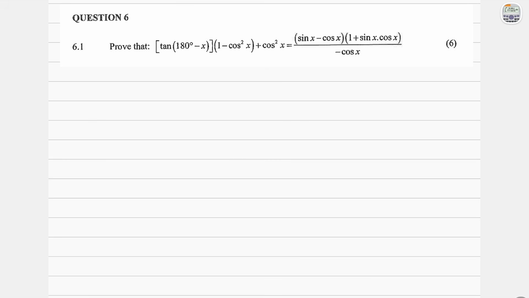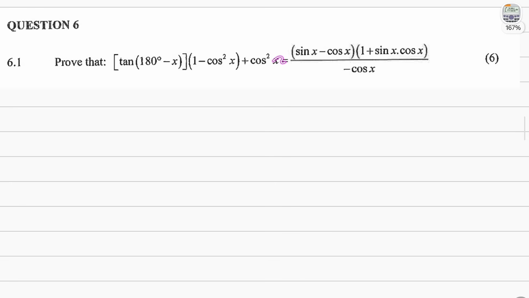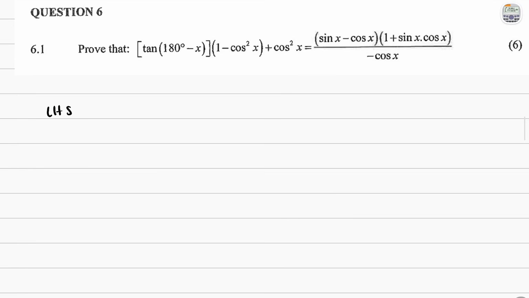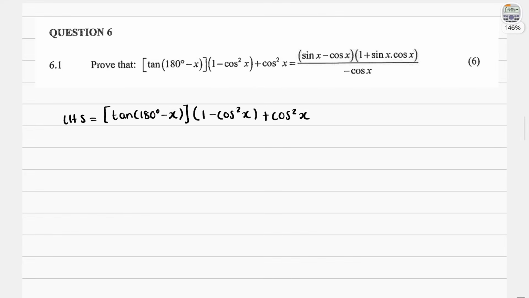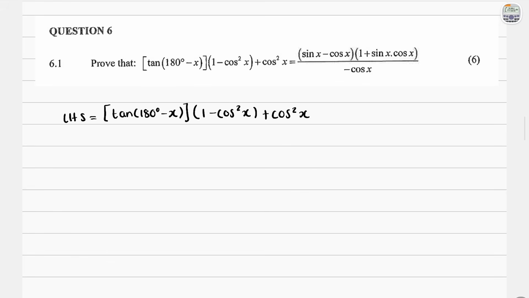We are now on question 6, and 6.1 says, prove that, and we have this on the left-hand side, and we need to prove that it is equal to this on the right-hand side. Okay, we can actually work with the left-hand side and work it to get to the right-hand side, because you can see these have been factorized. Okay, so this has been simplified. Okay, so I'm going to go ahead and rewrite that left-hand side. Okay, so this is what we have, and we're trying to prove that this ends up being equal to that.